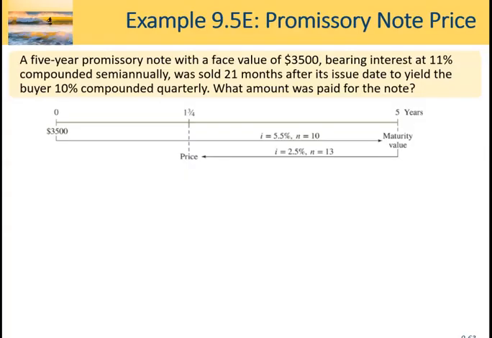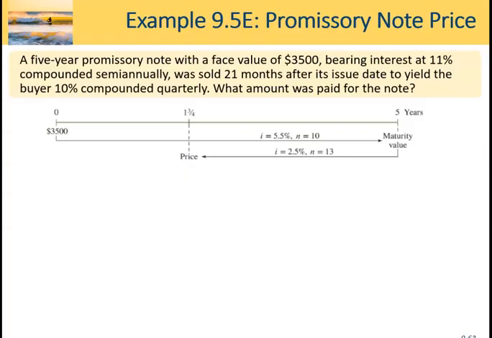Okay. So the first part we need to do is fill in the timeline. So we know that the promissory note was granted at day 0. In 5 years' time, that's when it's going to mature. We know that the interest on the promissory note is 11%, or if we want to figure that out as periodic, it's 5.5, and we know that it's 5 years, and if it's compounded semi-annually, then we know that our N is 10.